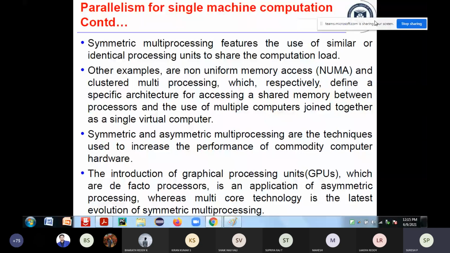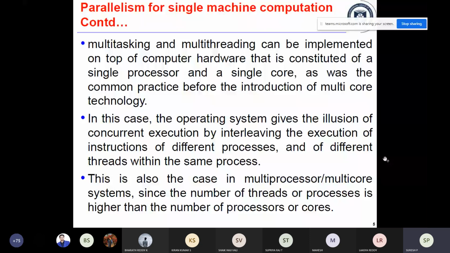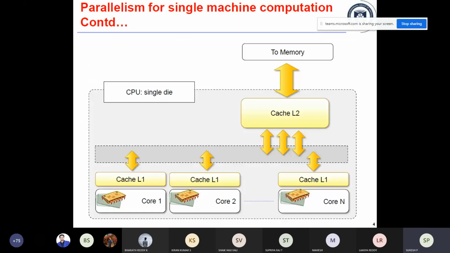Now, when it comes to parallelism for a single machine system, you can see how this is connected. It is a single CPU die, and in that one, multiple cores are there. Each individual core, core 1, core 2, core 3, is an individual CPU inside a single die. So core 1 is processing unit 1, core 2 is processing unit 2, core N is processing unit 3.